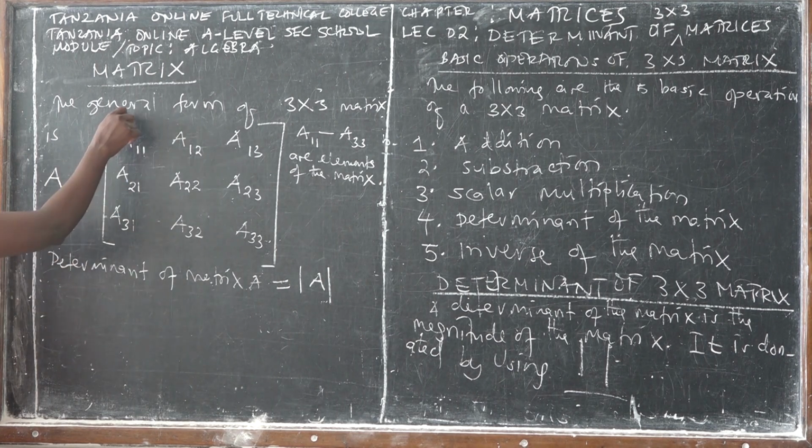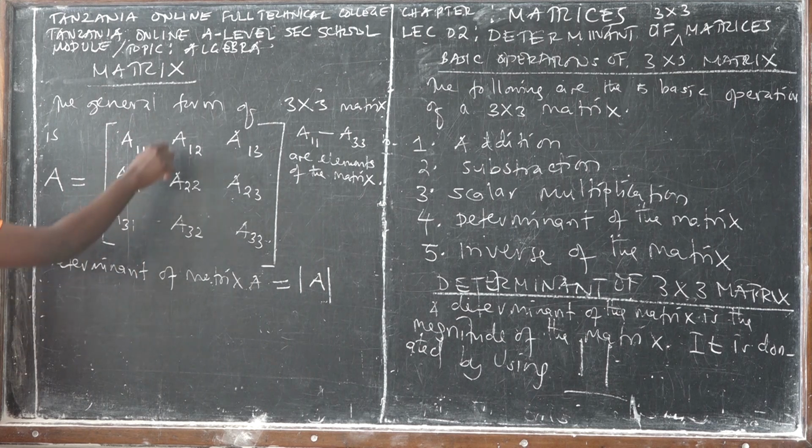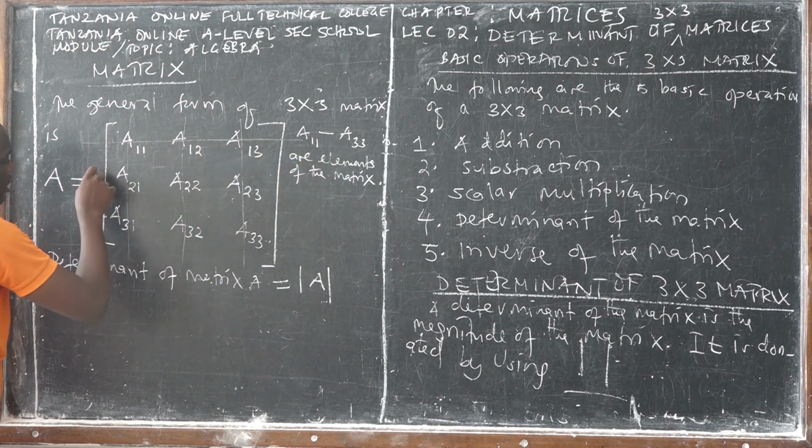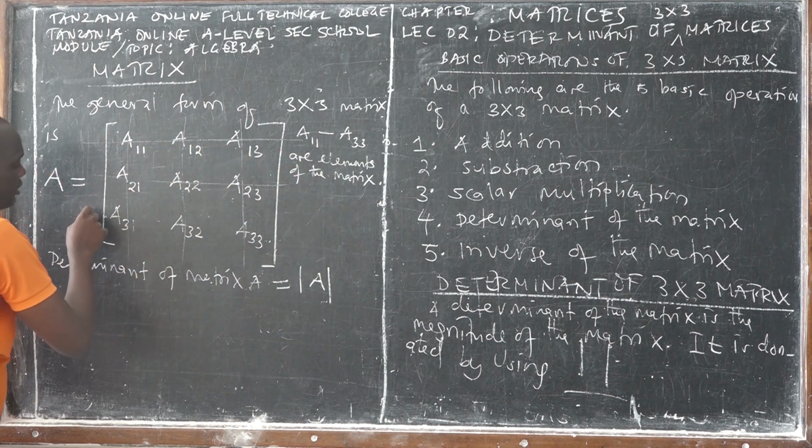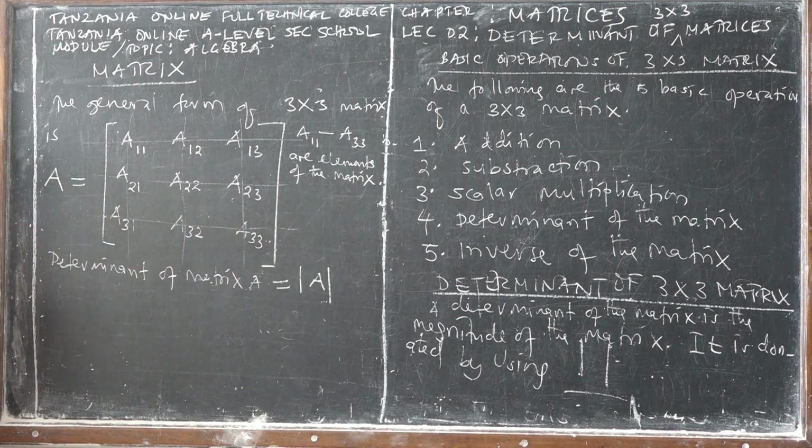Remember that this is the first column. This is the second column. Very important, especially in finding or in dealing with what? Determinant. Are we together? Yes.